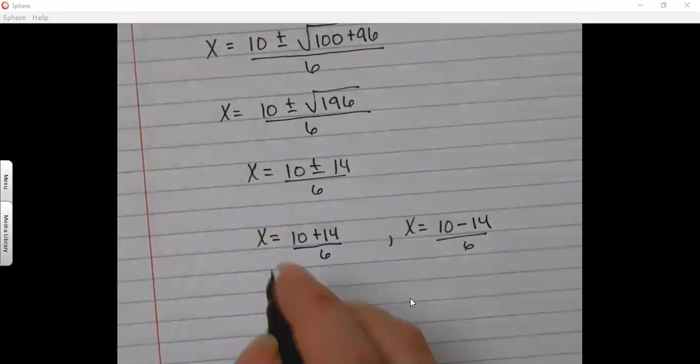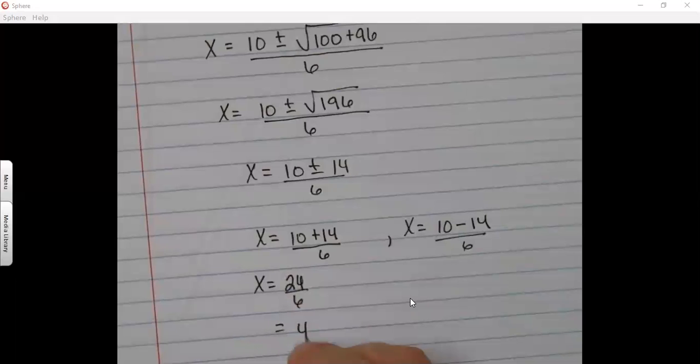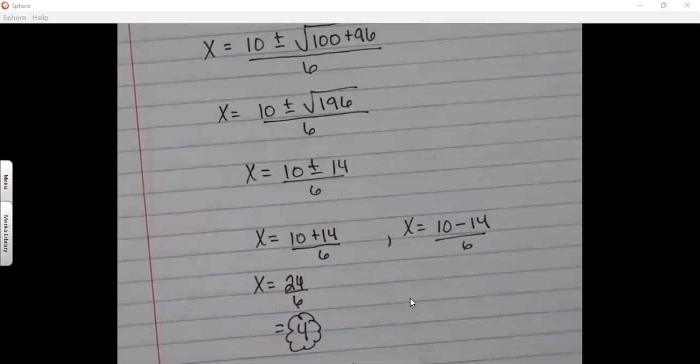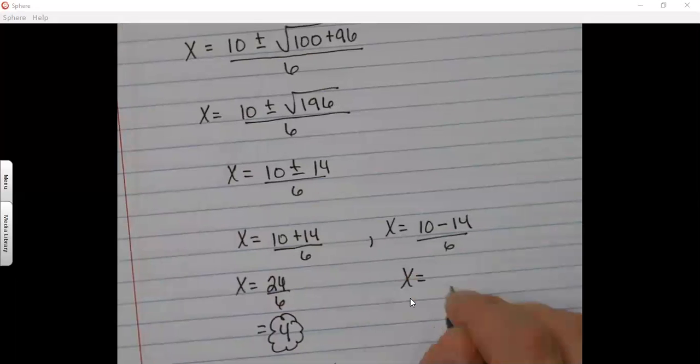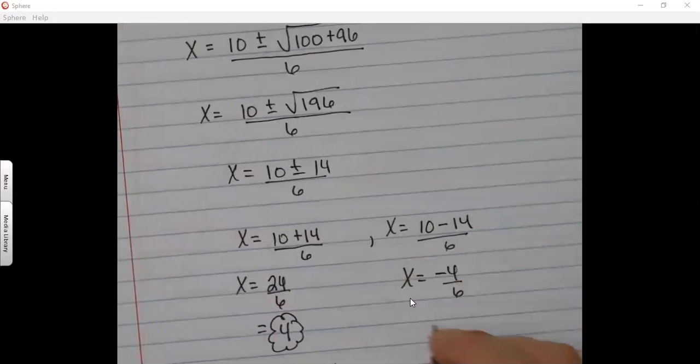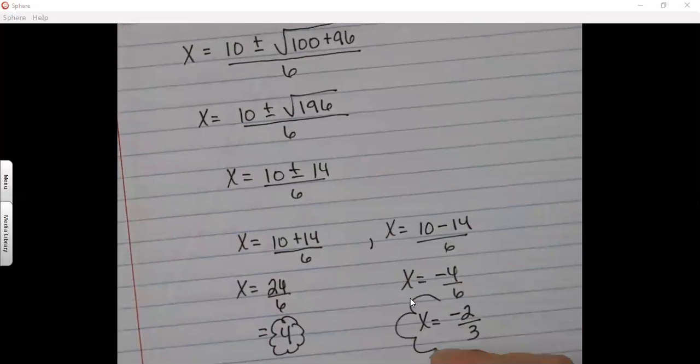So what is 10 plus 14? And what is 24 divided by 6? Boom. Your other one, what's 10 minus 14? And what's negative 4 divided by 6? Oh, let's not do a decimal. You're not going to see a decimal. We can reduce that though, right? What divides into 4 and into 6? 2. Okay, you know your numerator is going to be negative. That doesn't change. 2 divides into 4 how many times? And 2 divides into 6? So negative 2/3. That's how you reduce.